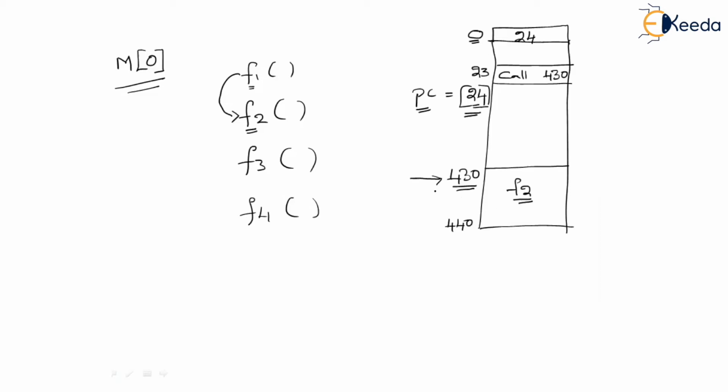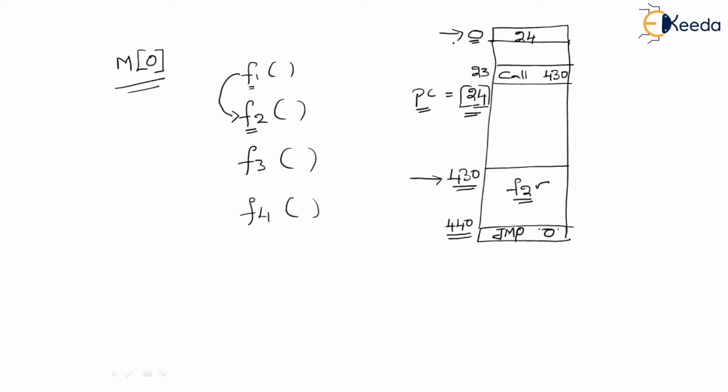Now, the moment the final instruction gets executed in f2, a return should be made to the 24th instruction. Now, at the end of this routine, there will be another instruction which takes you to m of 0, that is jump to 0. What is jump to 0? This jump instruction takes you to the address with which it is supplied. Jump 0 stands for a jump that will be performed to the address 0.